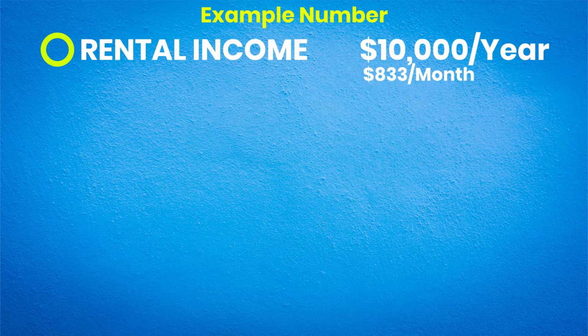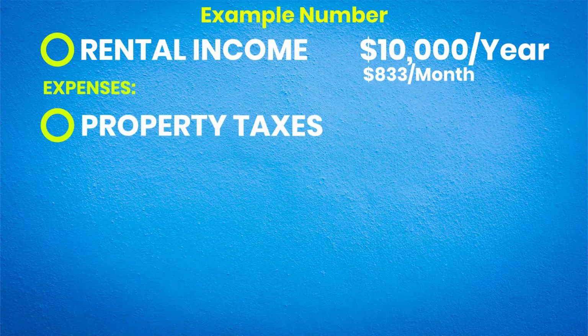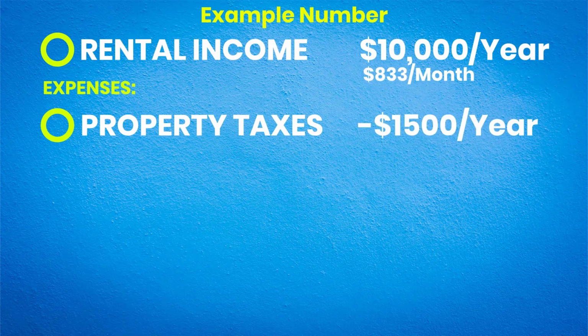So that's the income that is going into our bank account every month that we've set up for this rental property. And then coming out of that bank account are different expenses to maintain and own this property. One of the first expenses that's going to come out in the spring and in the fall are property taxes. So let's say our property taxes are $1,500 coming out of the account.